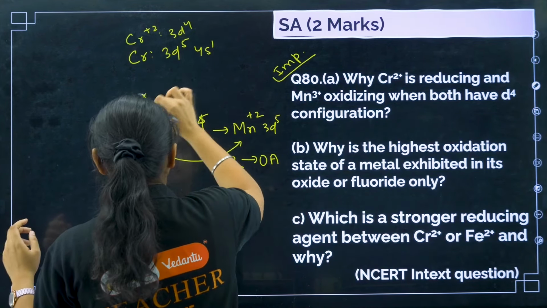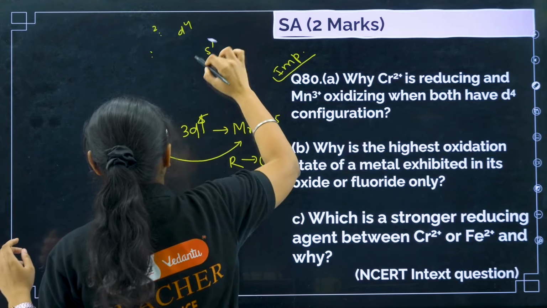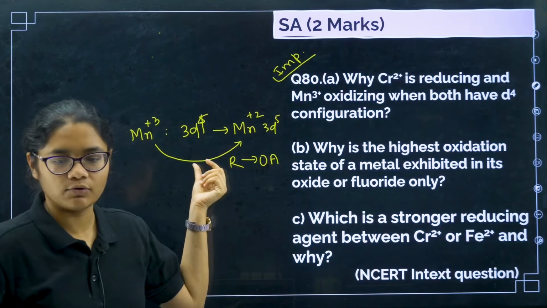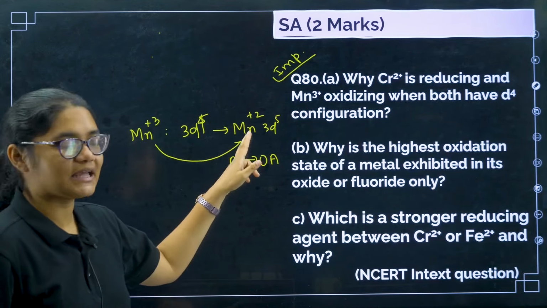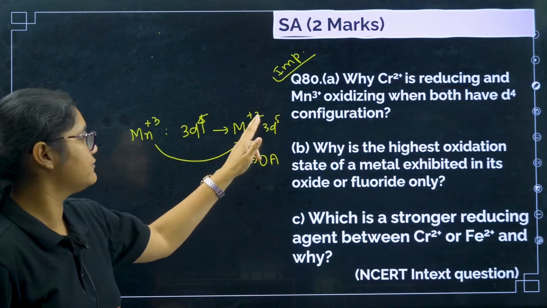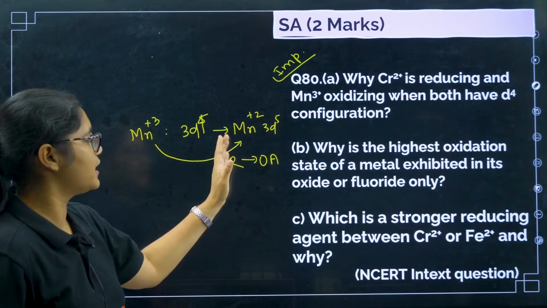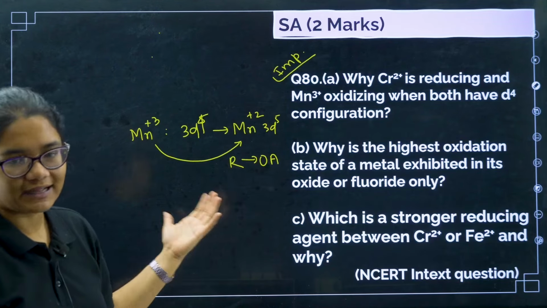Okay, so let us first talk about manganese, then we'll talk about chromium. Manganese has a +3 oxidation state where the 3d4 configuration is there. If it becomes Mn2+, it has a 3d5 configuration, which is a stable configuration. It will undergo reduction and behave as an oxidizing agent.